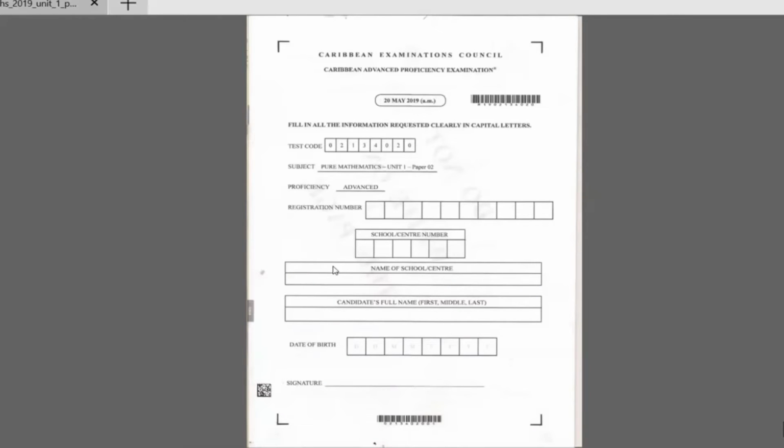2019, Unit 1, Paper 2. Nice and easy, so let's get into it. All right, question 1 from Module 1.